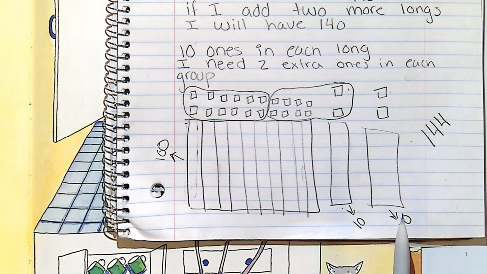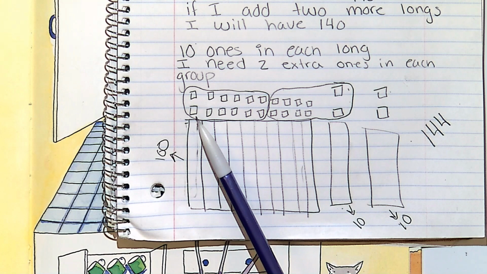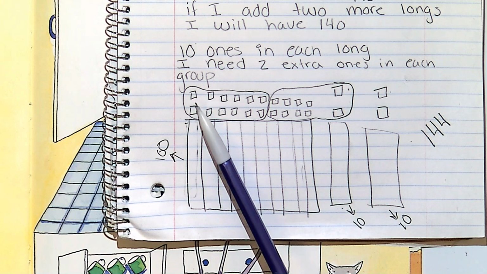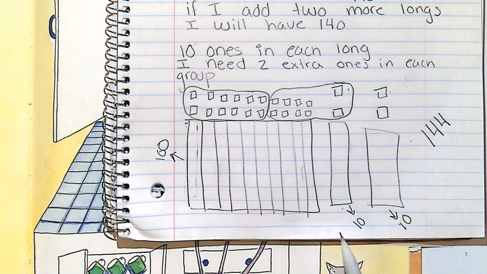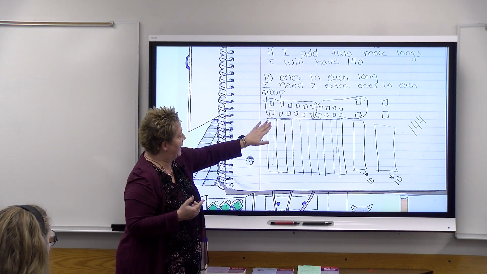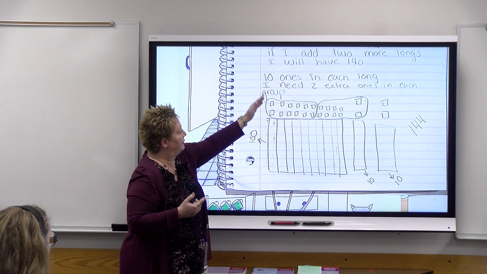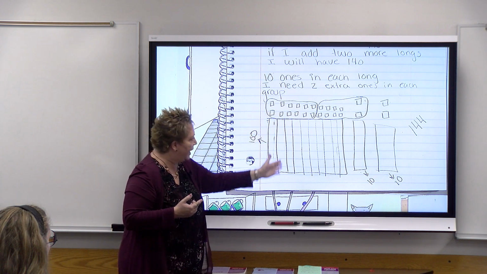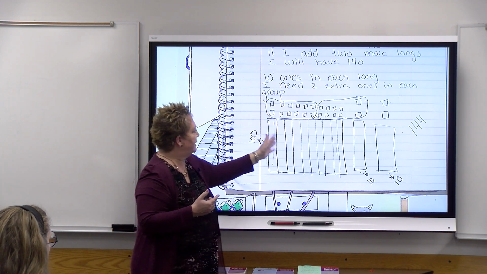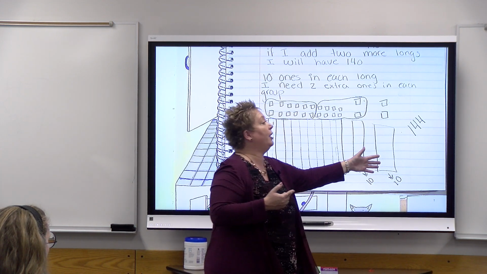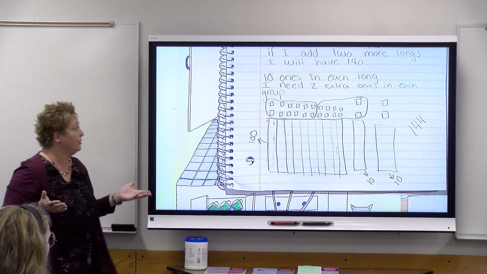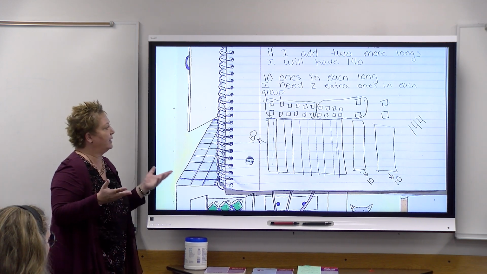So what did you do to make up for those that were missing? I used the ones and added 2 ones on top of each long. Oh, so now you have 10 and then 11, 12. So now you have a column of 12 each. Okay, so you did that for all the 10s. So now you've represented 12 by 12.